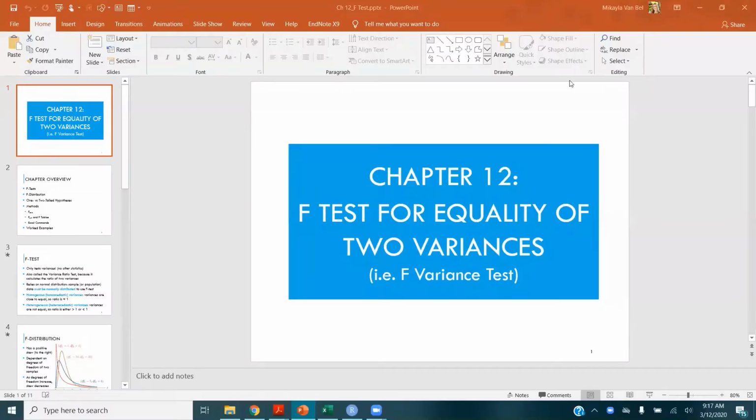Hello everyone. In this video, we will go over Chapter 12 of the lab manual, which is the F-test for equality of two variances. We usually just call this the F-test, and while this chapter describes the F-test as a standalone test, it's important to note that this test is rarely used alone. It is almost always used in conjunction with a two-sample t-test, which I'll discuss in a future video.